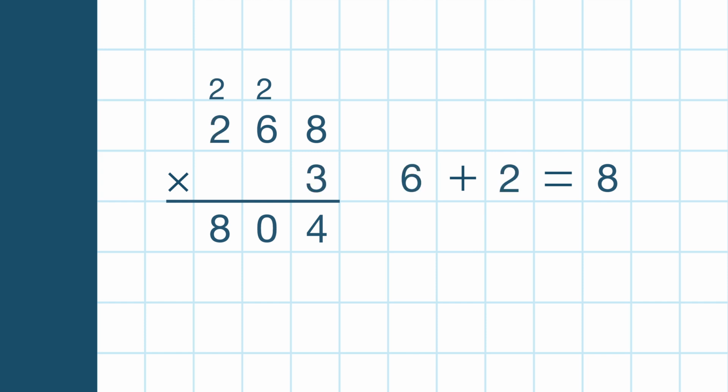So 268 times 3 equals what? Yes, 804. To multiply a 3-digit number by a 1-digit number, multiply each place from right to left. Remember to carry and add any carried digits.